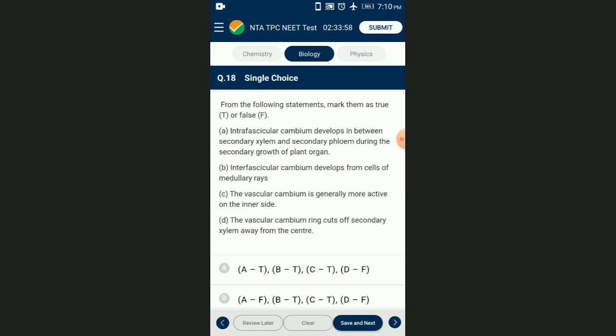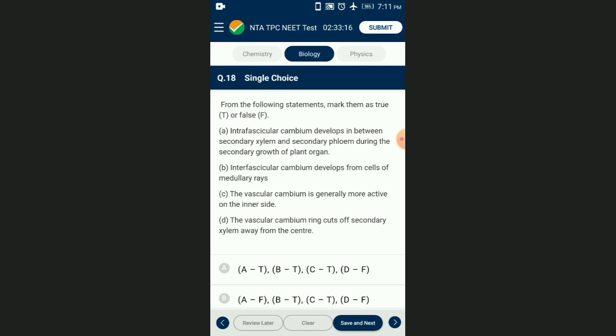Question number 18. From the following statements, how many statements are true and how many are wrongly given? First, A: intrafascicular cambium develops in between secondary xylem and secondary phloem during the secondary growth of plant organ. That is false, as intrafascicular cambium develops in between primary xylem and primary phloem during the primary growth of plant organs. So A is wrongly given. B: Intrafascicular cambium develops from the cells of medullary rays.